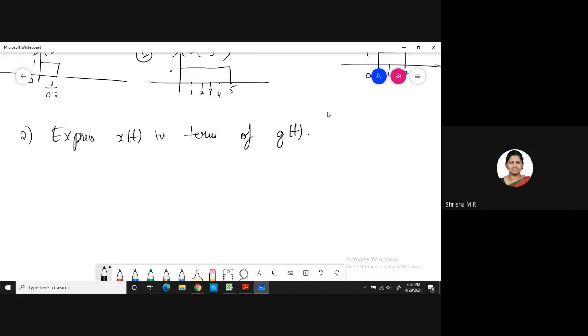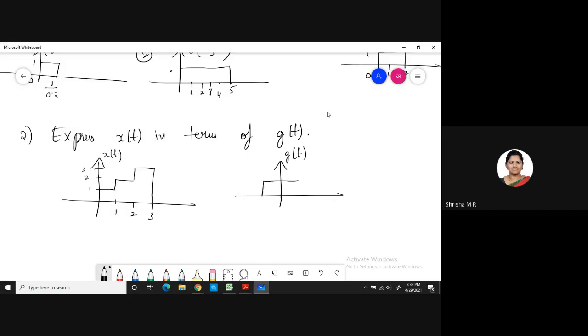Express x of t in terms of g of t. So x of t is a similar staircase signal: 1, 2, 3. From 0 to 1 it is 1. Again it's going to 2 at instant 2, and it's going to amplitude 3 at instant 3. Okay, this is your signal x of t, and g of t is similar, but it's in both the axes, -1 to +1.